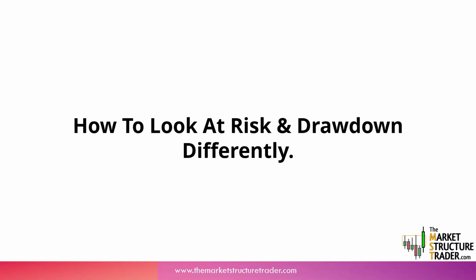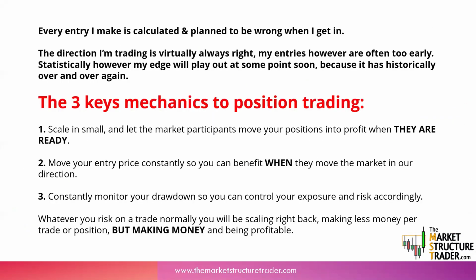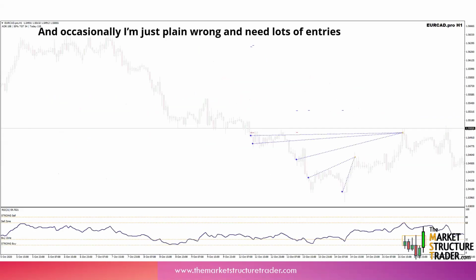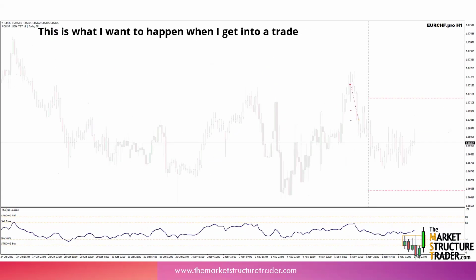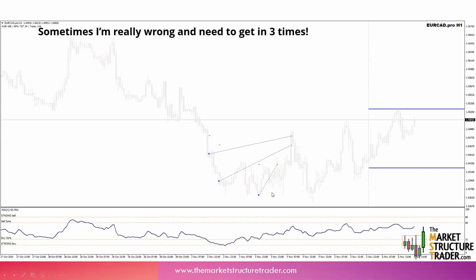Okay, so remember, whenever you take a trade, there are two potential outcomes for your trade. You will either be right or you will be temporarily wrong and get another shot at getting it right. Think back to those slides that I put up earlier. Just flip back. Yeah, these slides. Okay, so this is what I want to happen. Yeah, I want to get in, I want to get out, I want to be right. So either this is going to happen or this is going to happen. Those are the two outcomes. There is no other outcome.